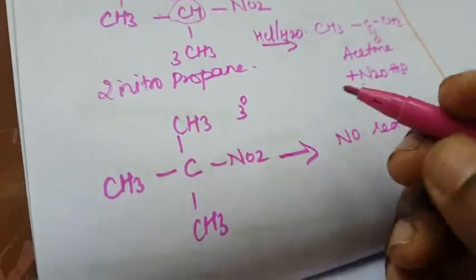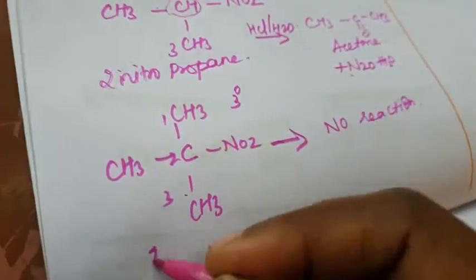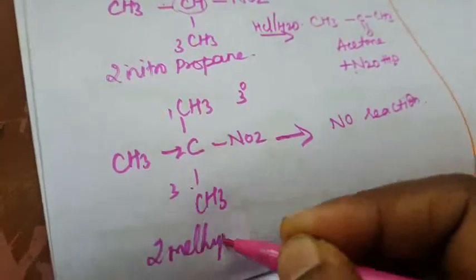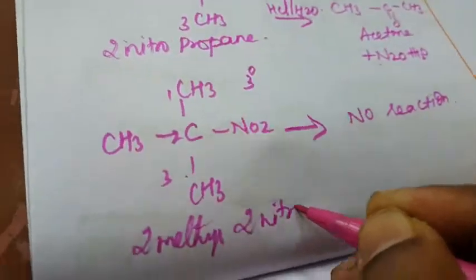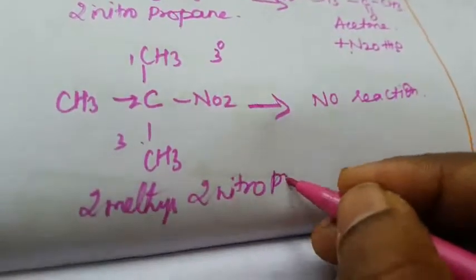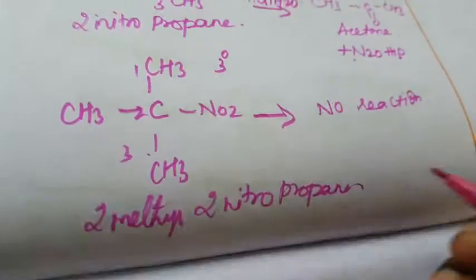Again, another one: how to write this compound? 1, 2, 3. So 2-methyl-2-nitropropane. 3 carbons means propane. Okay, this is the another one.